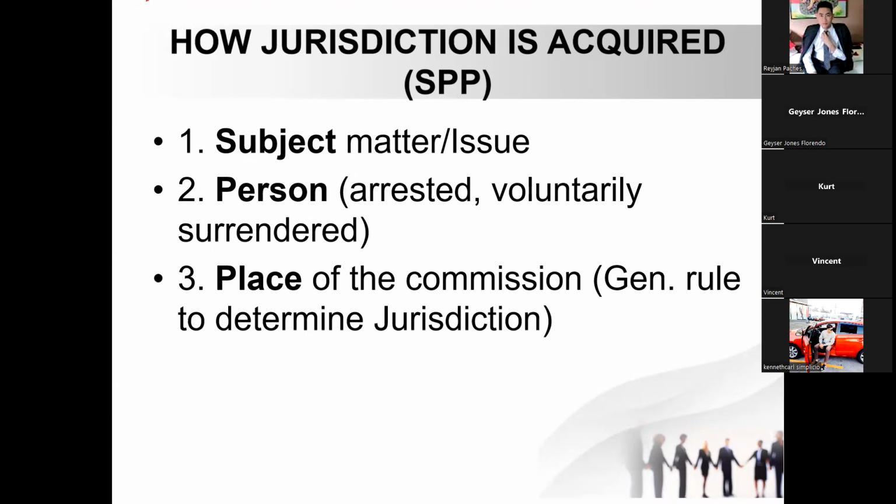Again, paano natin makukuha or ma-acquire ang jurisdiction is SPP. Una, subject matter or issue. Second, person, whether person is arrested or voluntarily surrendered. Third naman, we have the place of the commission of the offense. Kasi nga, yung third, class, it will determine, or that is the general rule to determine yung jurisdiction natin. Kung saan nangyari ang krimen, or kung saan ang pinangyarihan ng krimen, automatically, it will determine the jurisdiction of the trial and hearing. And of course, ang jurisdiction, class. So yan yung tawag natin na jurisdiction.